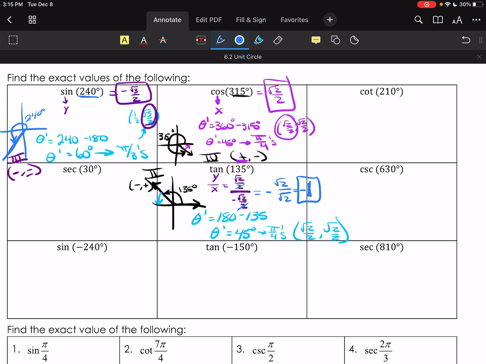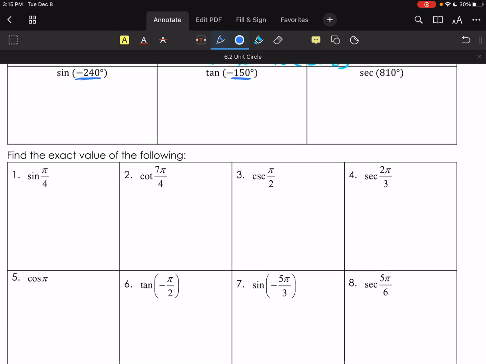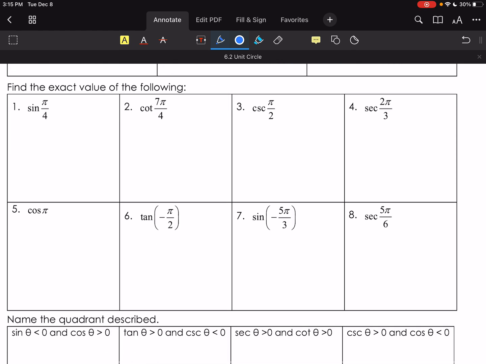All right, for the sake of time, there are more problems here, and I'll post the key with them completed if you want to try those on your own and check your work. Real quick, just for problems like this, remember, negative thetas are clockwise rotation, okay? Now let's look at some of these in radians.